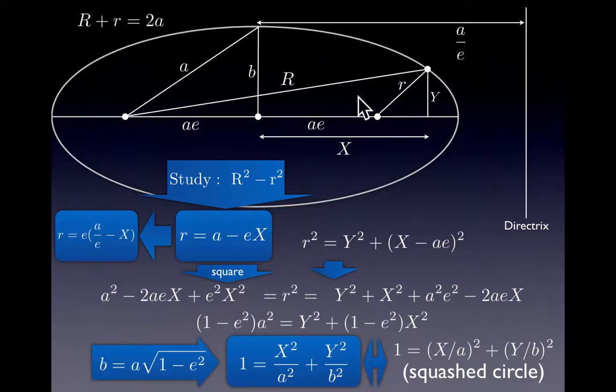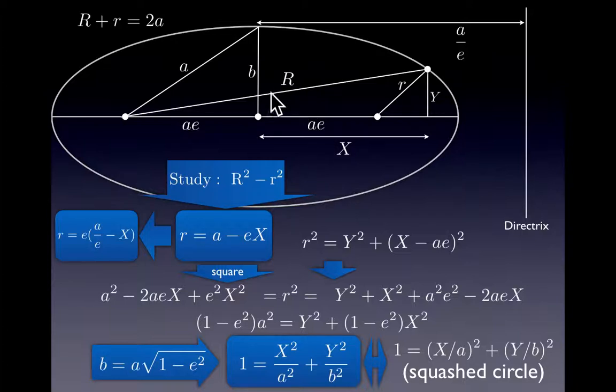If you apply this definition to the farthest point on the ellipse, you will find that this a is actually the length from the center to this farthest point, which is the semi-major axis of the ellipse. We define the eccentricity such that the distance between the focus and the center is exactly a times e.